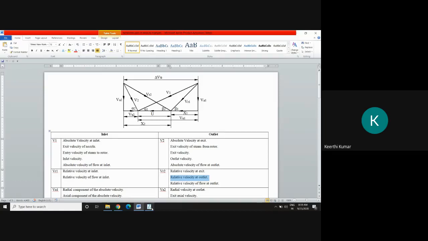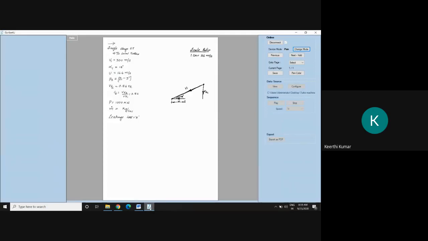So that is done. Next, from this point, I will extend the line horizontally and complete the triangle. And one more term is left out, that is VR. From where to where will I start VR? I will start VR from this point to this point.